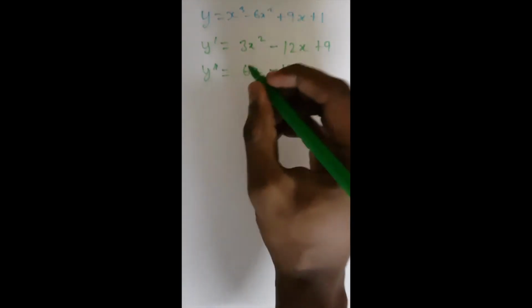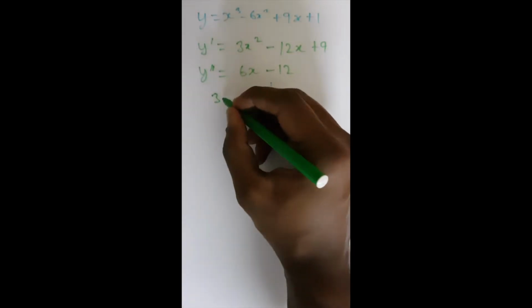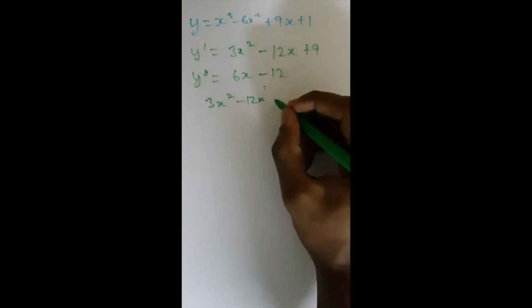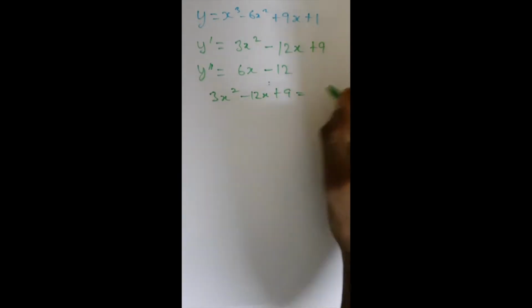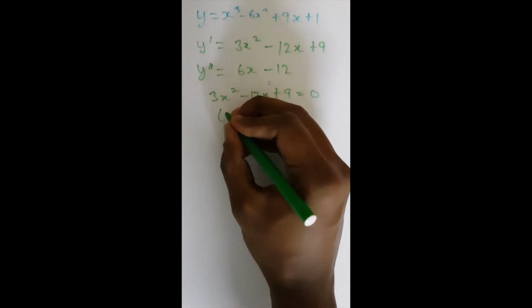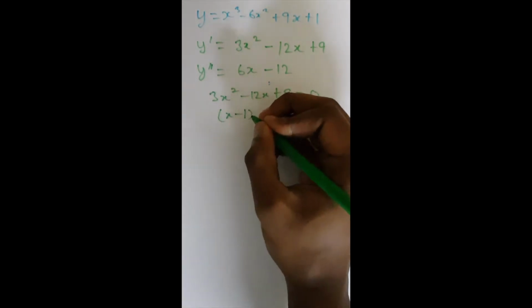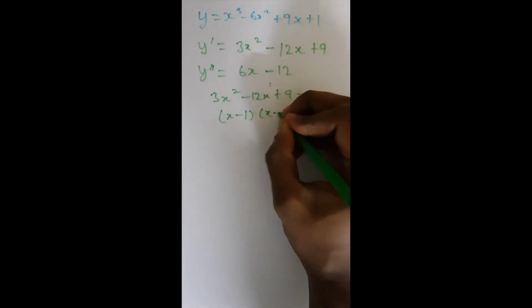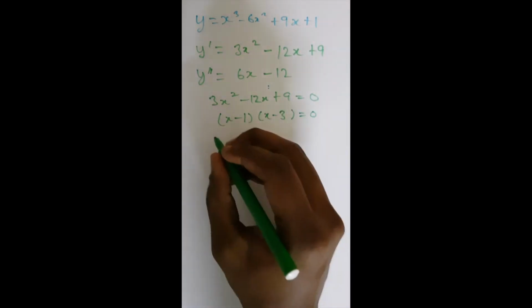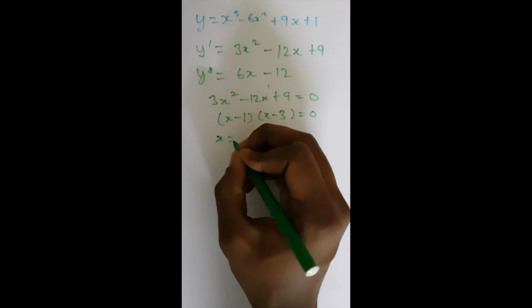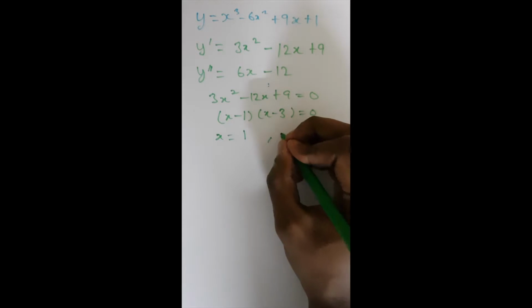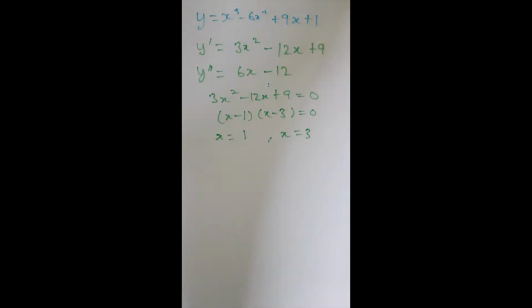So to get that, we will get the equation and then make it equal to 0. Then we factorize. So we then find out that the critical points are x equals 1 and x equals 3.